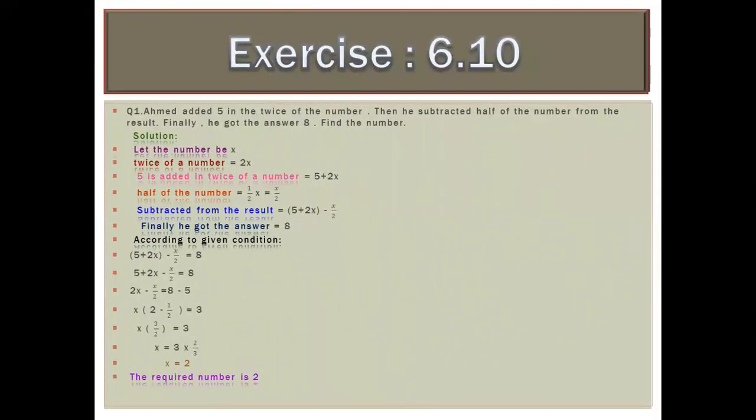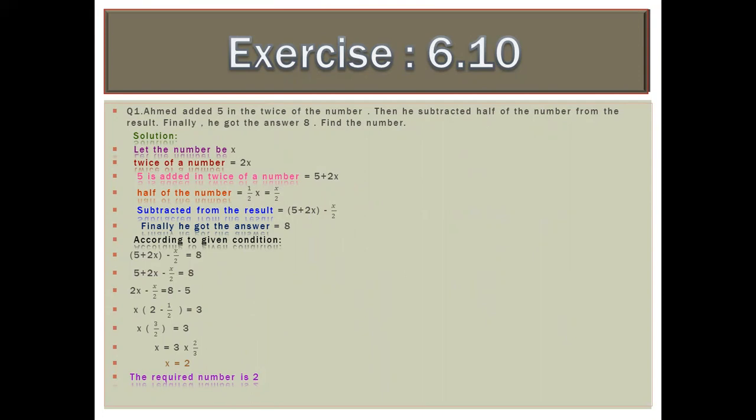We have 6.10 and question number 1. Be careful about the statement. Keep the statement in your mind and then write the equation. Ahmed added 5 in the twice of the number.